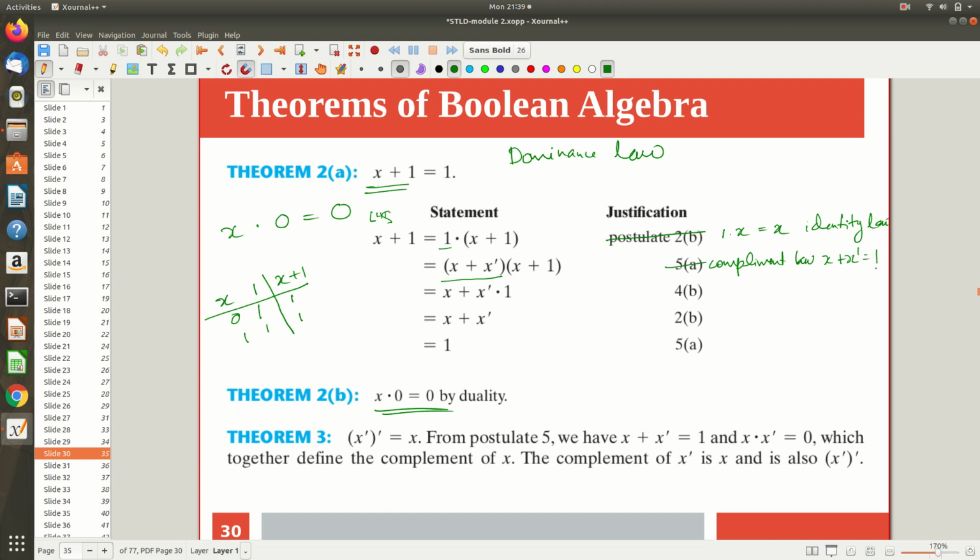That is the identity element of dot, something like that, right? Hope you remember. And here also we are using it in the reverse direction for more simplification. Actually, we feel like now the expression is expanded. Initially it was x plus 1, now it is x plus x dash into x plus 1. How are we getting it?